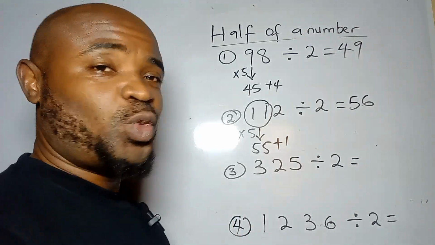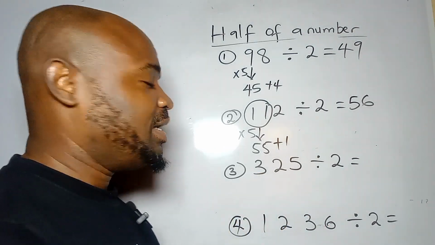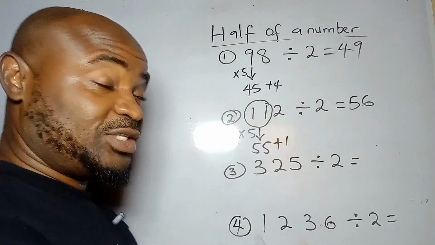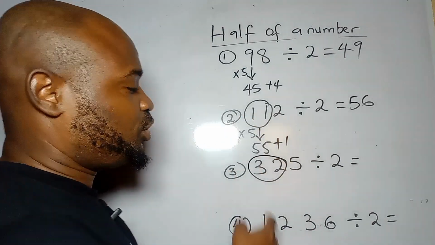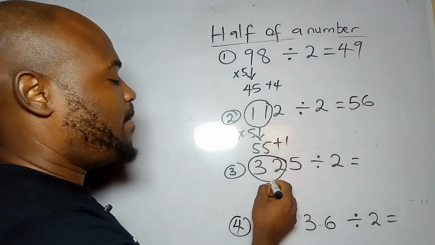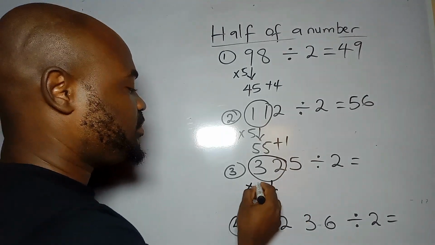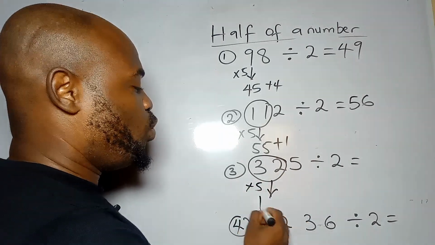I know you might want to ask, what if half of that particular number is not a whole number? Yes, this method will still work for it. Now, pick the first 2 digits here. 32 multiplied by 5. 32 times 5 is what?